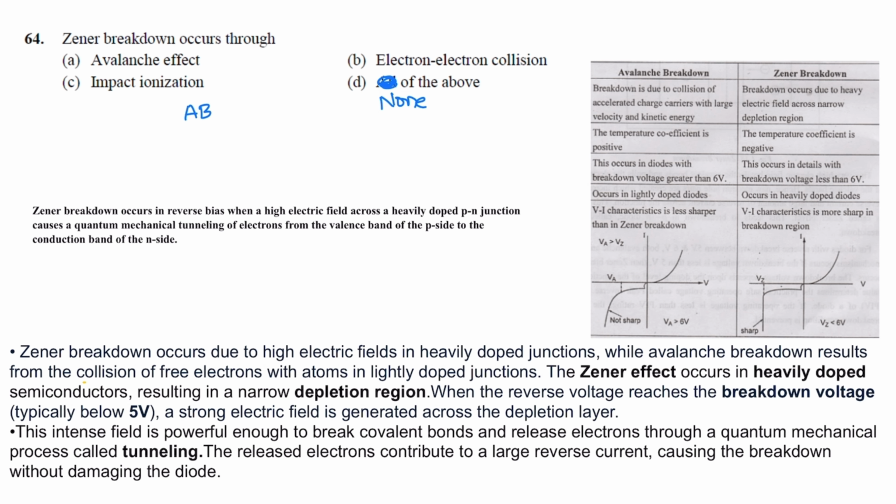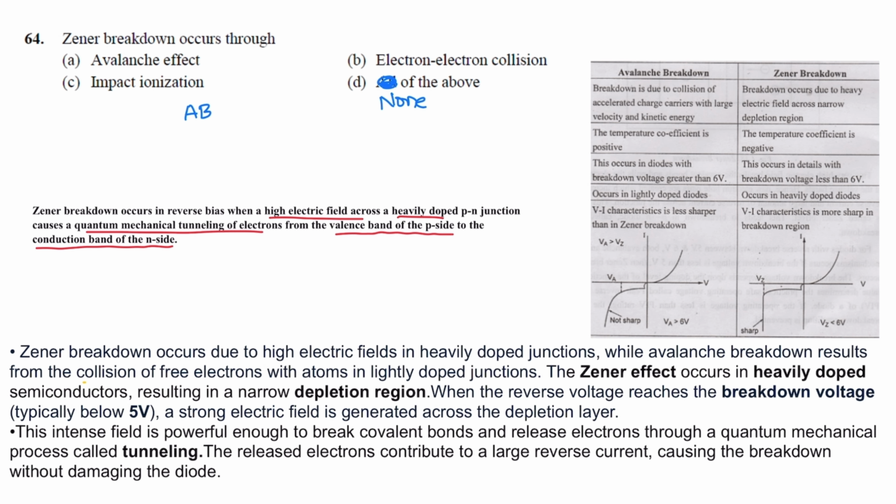Zener breakdown occurs in reverse bias with high reverse voltage across a heavily doped PN junction diode and causes quantum mechanical tunneling of electrons from the valence band of the p side to the conduction band of the n side. There is no such tunneling mechanism in avalanche breakdown, whereas tunneling of electrons takes place in Zener breakdown.